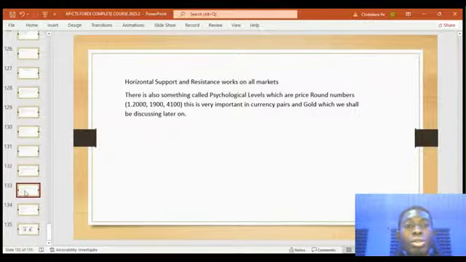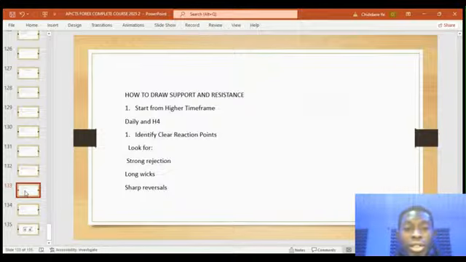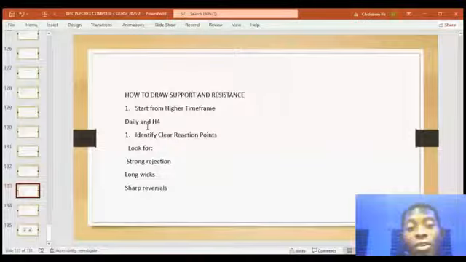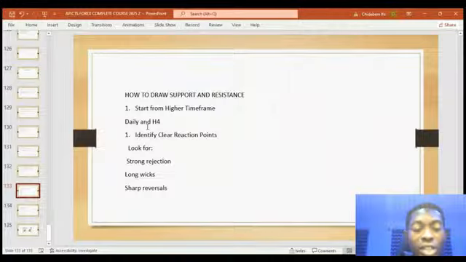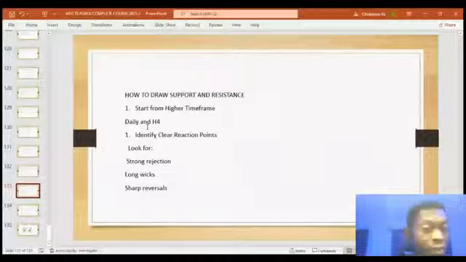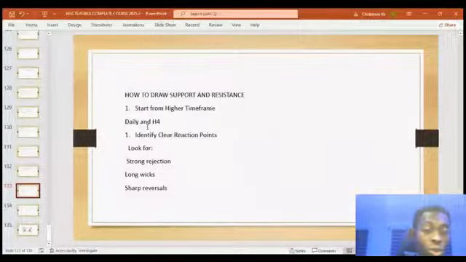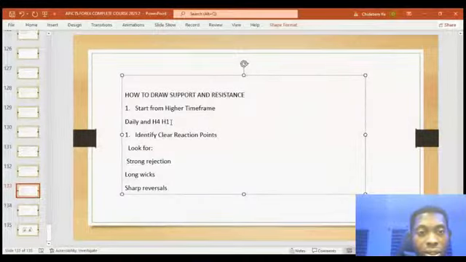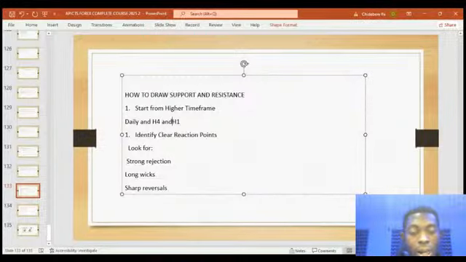Then, how to draw support and resistance. I expect that you draw support and resistance at a higher time frame. Some people start from weekly, then daily, then 4 hours. If you're a swing trader, it is good to draw from monthly, then weekly, then daily, and the likes. For a day trader, you draw your support and resistance from the daily time frame, 4 hours, and 1 hour. I draw my support and resistance largely on 4 hours for now. When I used to be a swing trader, I used to draw it on daily and 4 hours.